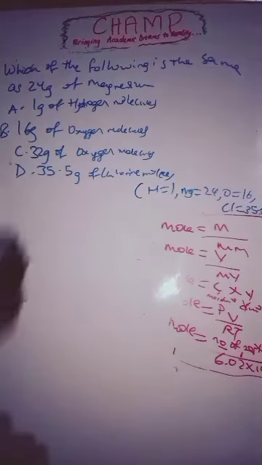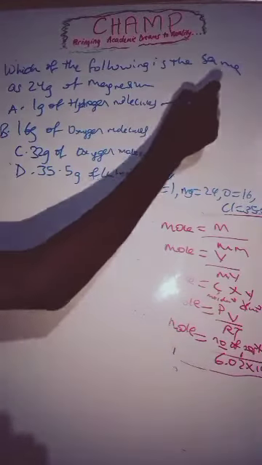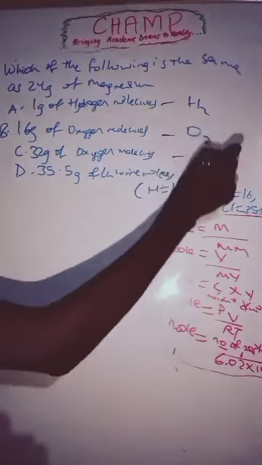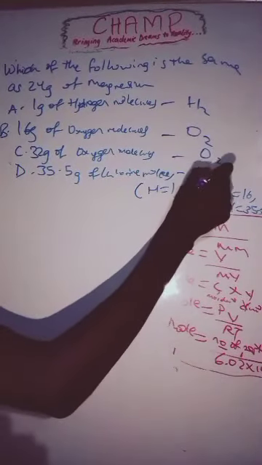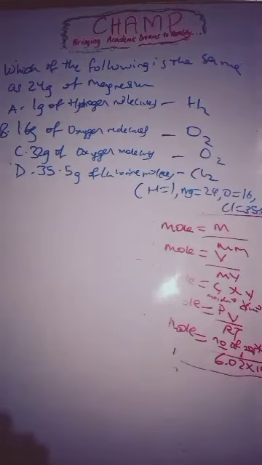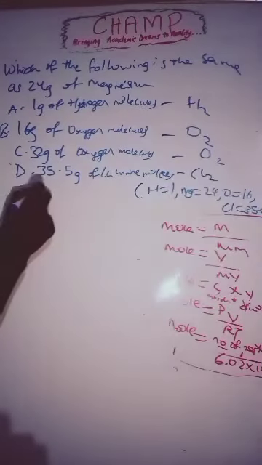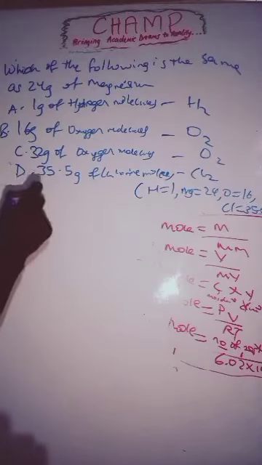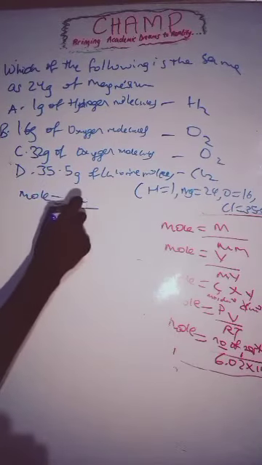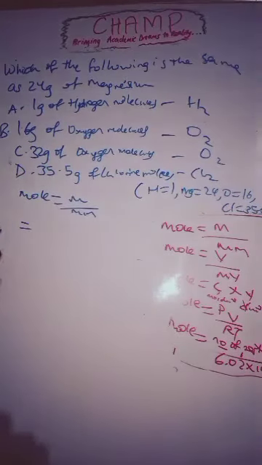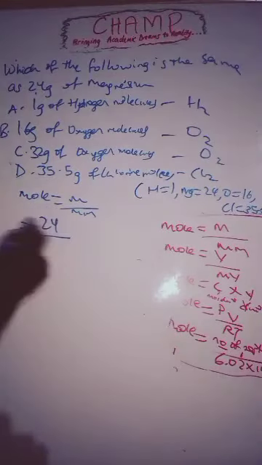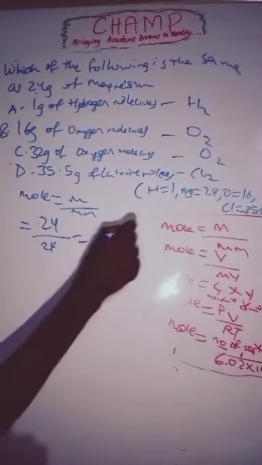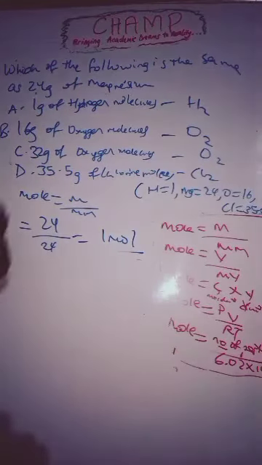Now, what's the meaning of hydrogen molecules? H2. Oxygen molecules, O2. Chlorine molecule is Cl2. So yes, 24 grams of magnesium should give you 24 over what's the molar mass? This is the formula we are working with. In case you forgot, mole is equal to mass over molar mass. For the first one, your mass is 24 over the molar mass of magnesium, 24, so 1 mole. They said which one is the same. So begin to test it.